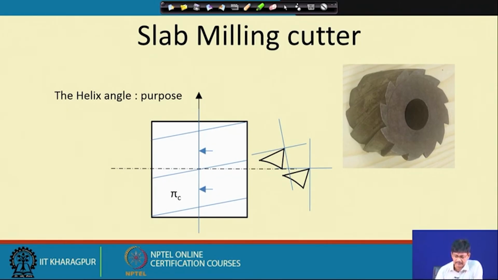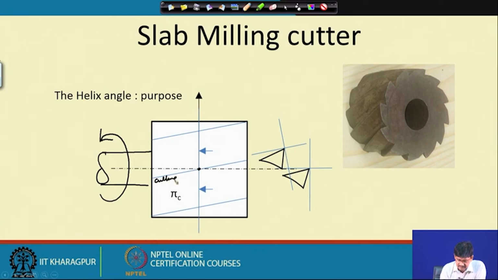Let us have a quick look at this particular figure. What have we tried to show here? If this is mounted on a shaft, this is the shaft, and if it is rotated this way, we have the velocity vector at this point. What is this one? This is the cutting edge. So, we write cutting edge. How many cutting edges have we shown? We have shown 1, 2 and 3.